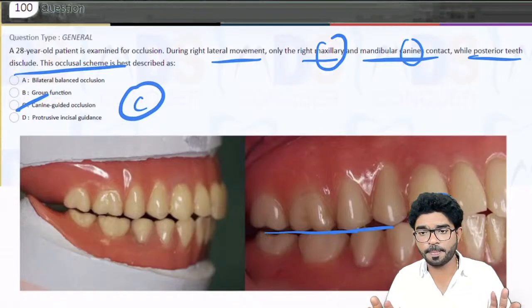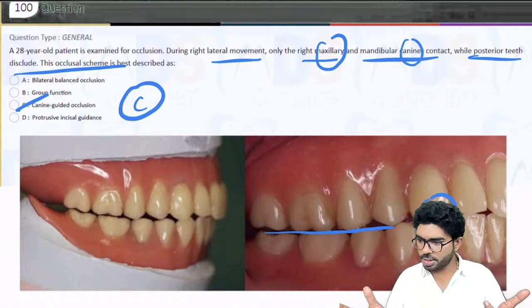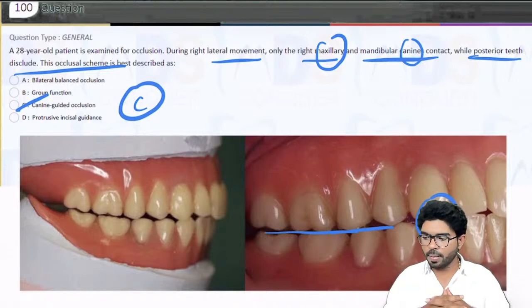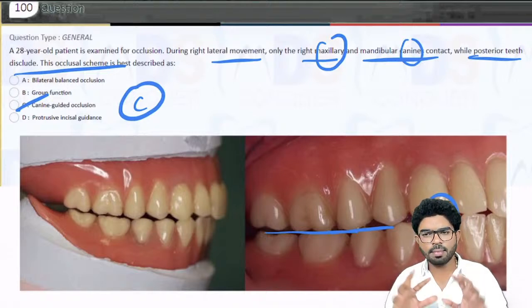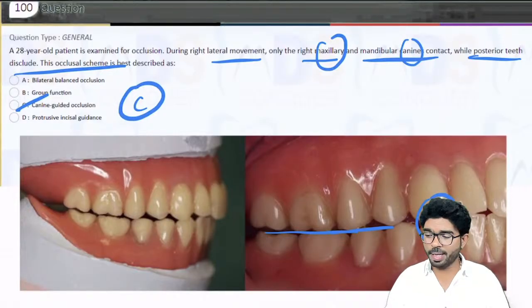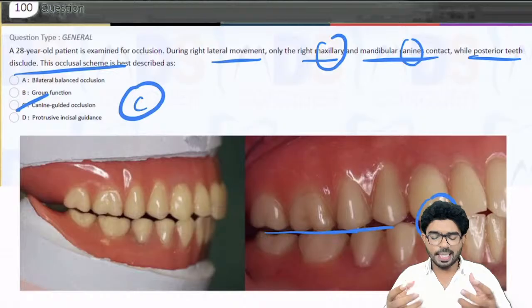With this, I am done with today's discussion of 100 questions. Yesterday I took around 1.5 hours, 1 hour 40 minutes, and today it was around 1 hour, because most of the dental anatomy questions are easy and straightforward.